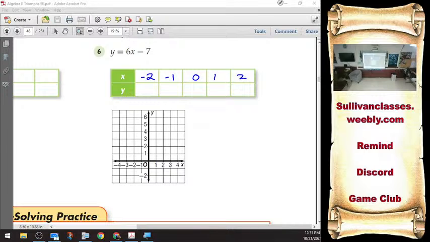And then you already have 2, 5. Use a straight edge. That is right.